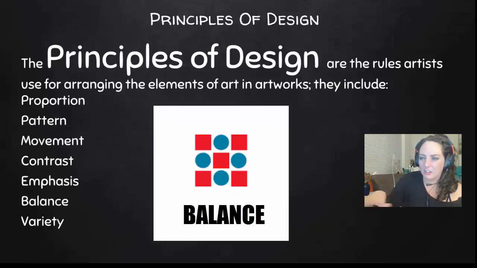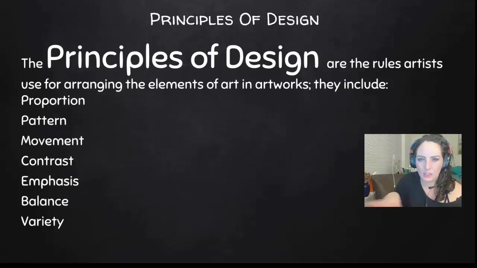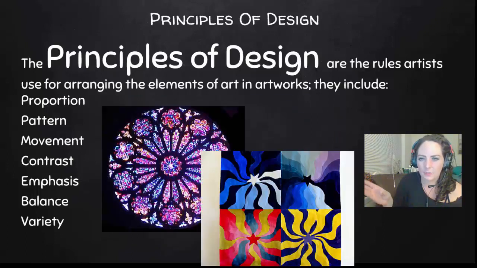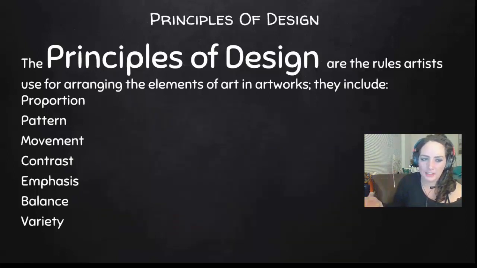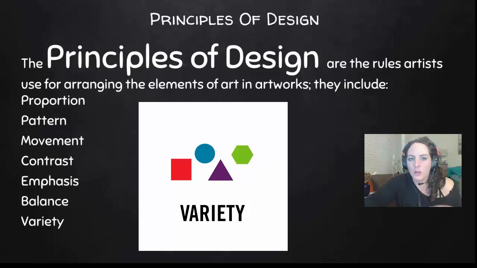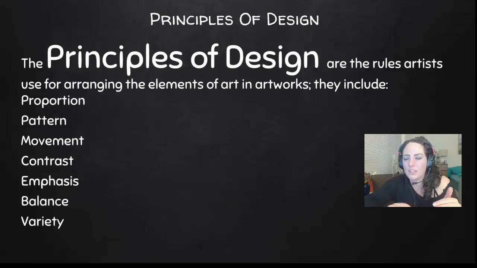Balance, does everything look around the same around the piece of art, or is one thing bigger? So is it an asymmetrical balance, or is it equally balanced? And then variety, we can't have the same thing in a piece of art all the time. Or if there's no variety in art, what's the point of that? So we talk about variety versus no variety, and the principles of design are going to help you become a better artist and help you pick out why art is good. So we'll talk about that.